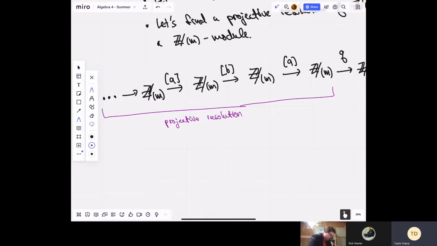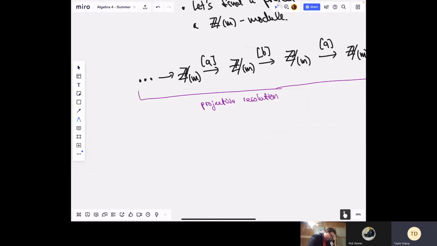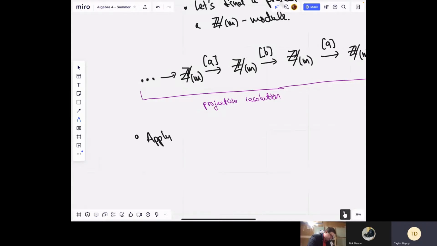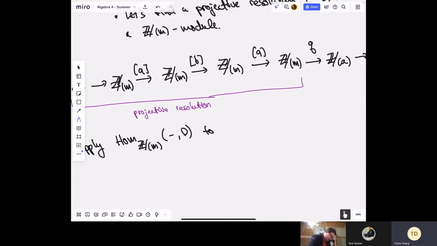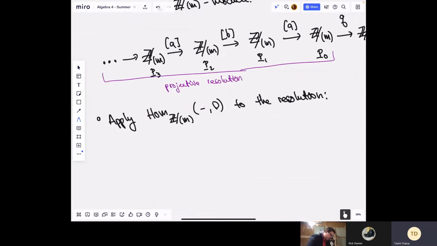Okay, so now we take our projective resolution, and what we'll do is apply our functor, Hom(Z/m, -), to the resolution. So again, this is P0, this is P1, this is P2, this is P3.